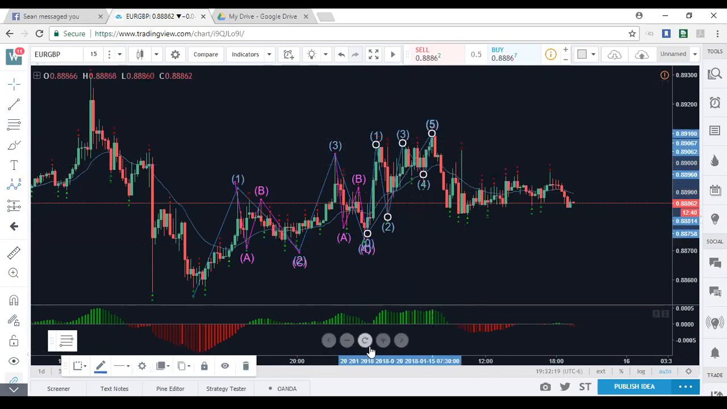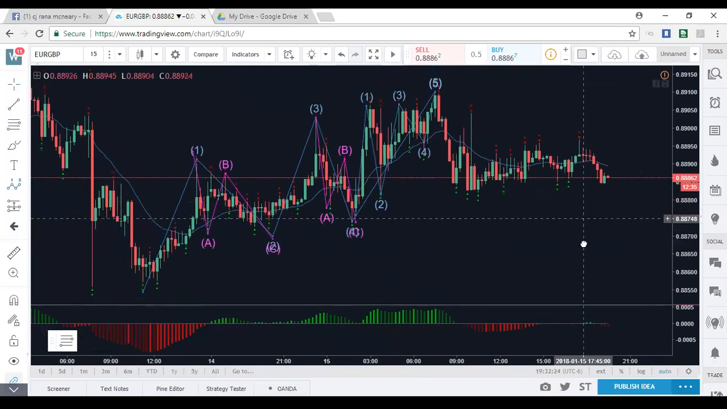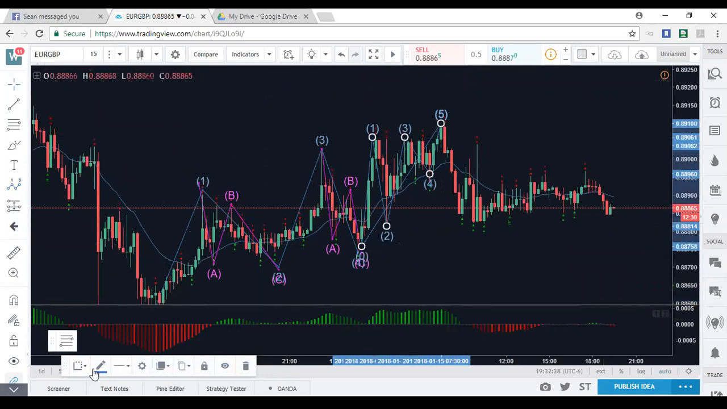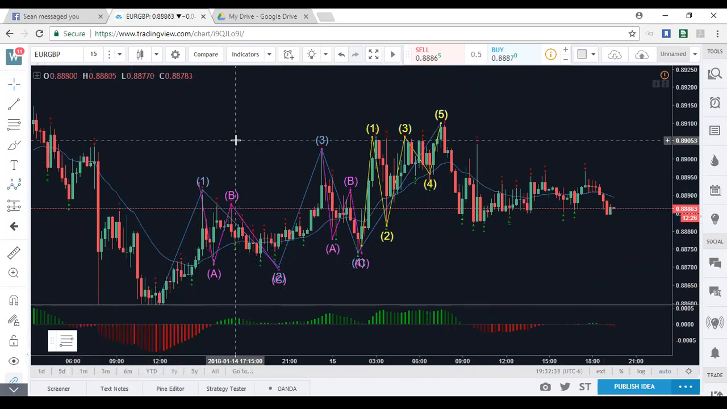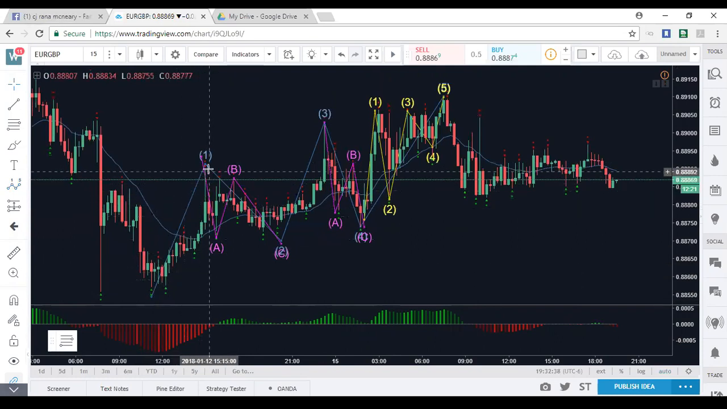All right, so that might look a little cluttered to you right now, but here's what I've done. Let me change this to a different color. Okay, so here's what we've got, guys. Impulse leg 1. You see this consolidation right here, this sideways? That's wave 2, marked in the pink. Here's from high to low, back to the high. That's wave A.